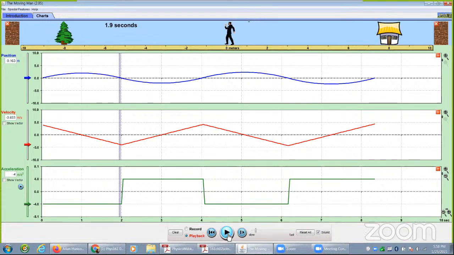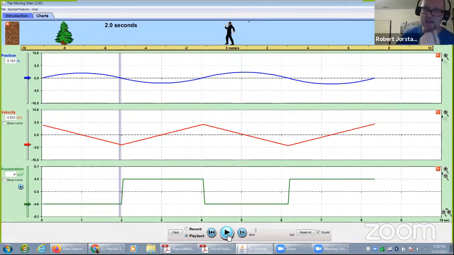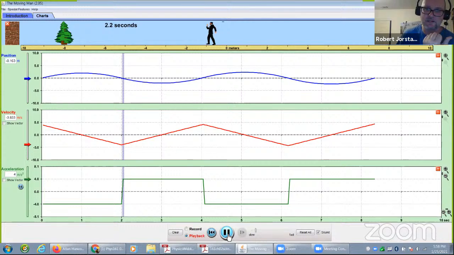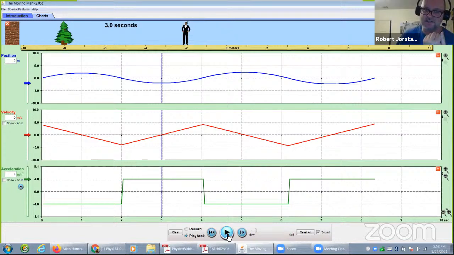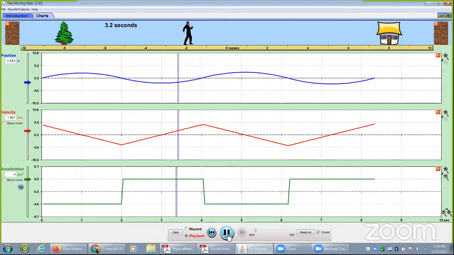And now I'm going to pause. At this point, the guy is moving left. The acceleration is going to flip to positive. He should start slowing down. See it? Slowing, slowing, slowing. Now he comes to rest again for a split second. And now velocity is going to be to the right and acceleration is to the right. He's going to speed up. Is that helping? Yeah, a little bit.